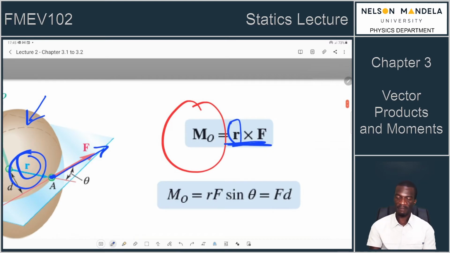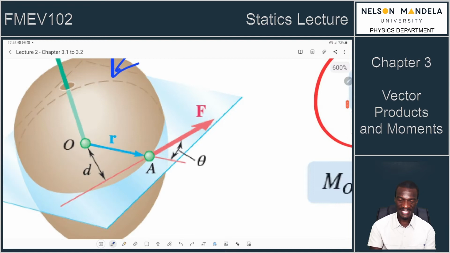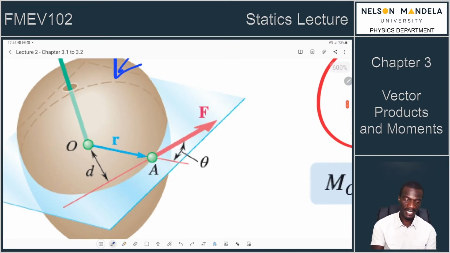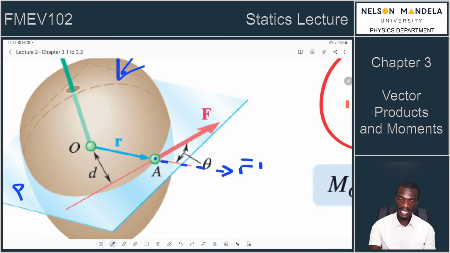Okay, so that's the definition of the moment. However, if you look at our diagram, there are certain things that we can relate to. This is a plane, right? This is a plane P. So on that plane, we have this force, we have this position vector R, which we can, by the principle of transmissibility, extend to that point with some equivalent vector R prime. Now that we have this arrangement, which we are used to, right? This moment can be thought of as a moment that is acting at that point.